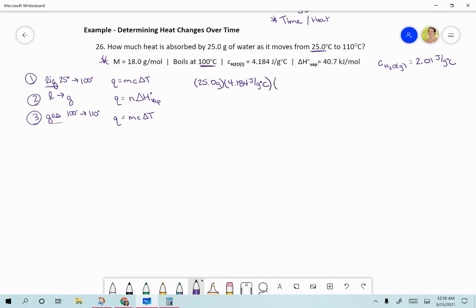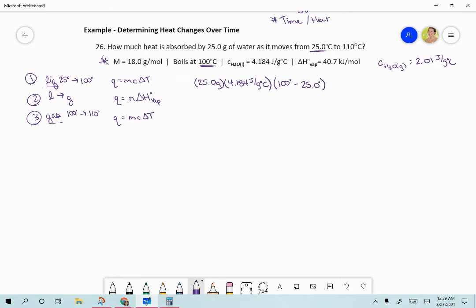And then my temperature change, my final temperature that I have a liquid is 100 degrees Celsius. Because at 100 degrees Celsius, those particles are going to start becoming gas particles. So I'm not going to have liquid particles anymore. Okay, so that's all the information for step 1.